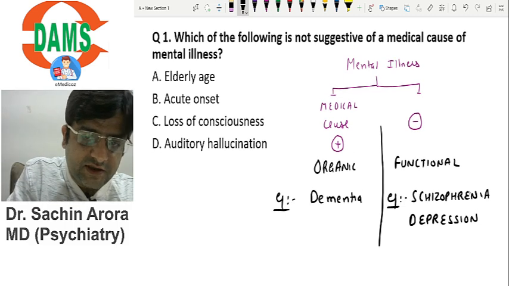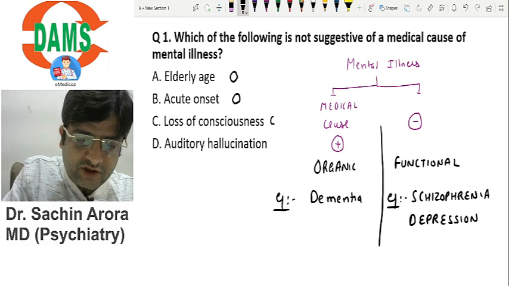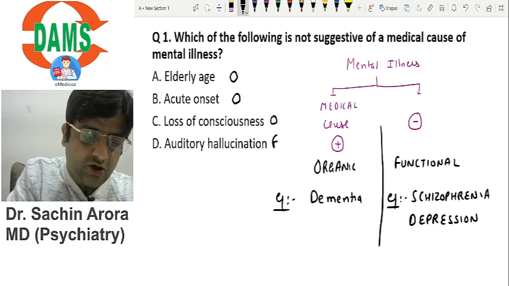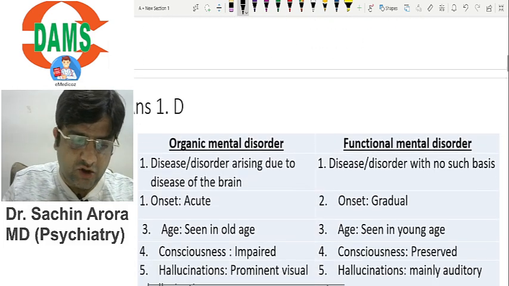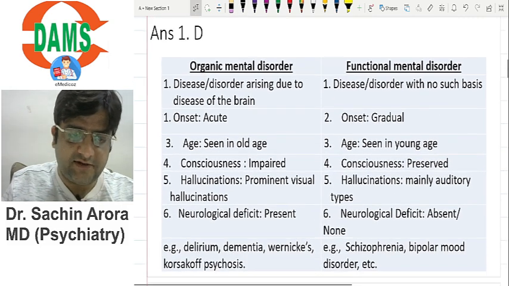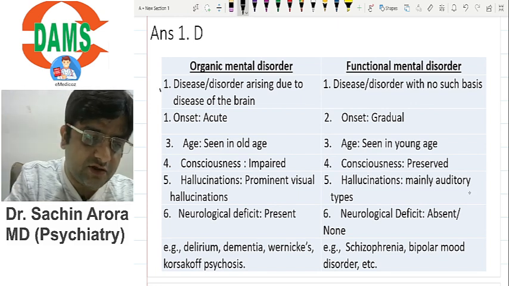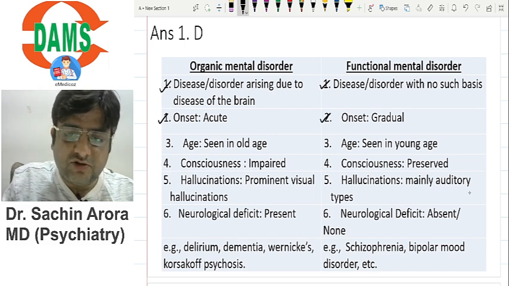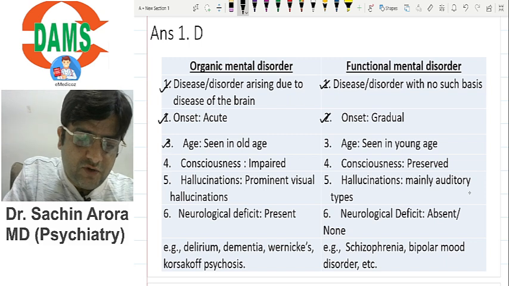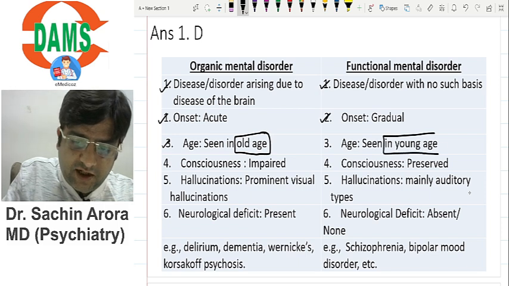Elderly is more towards organic, acute onset more towards organic, loss of consciousness more towards organic, and auditory hallucination more towards functional. This chart is given in your concept book also, and in most psychiatric books, on how to differentiate organic versus functional. Organic means cause present, functional means cause absent. Acute onset is more toward organic, gradual onset is more toward functional. Organic is more in old age, dementia, delirium. Functional is more towards young age.